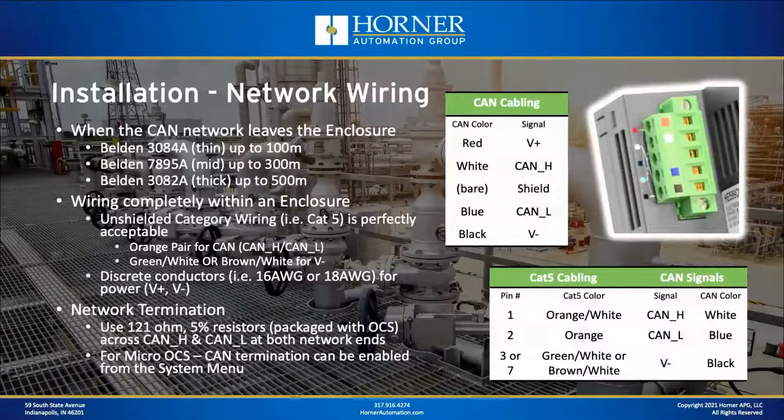From a termination standpoint, any CAN network needs to be terminated. You need to use the terminating resistors that come with OCS products. Almost every OCS comes with a pair of terminating resistors. So you use one at either end of the network. If you happen to be using a micro OCS product, you don't have to use a terminating resistor. You can terminate that end of the network, if it is on the end, by going to the system menu and enabling it that way.